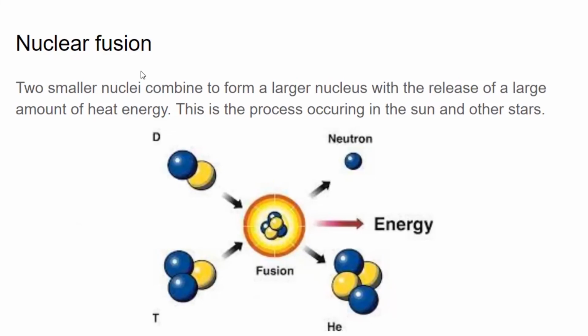In nuclear fusion, two smaller nuclei combine to form a large nucleus with the release of a large amount of energy. This process is occurring in the sun and other stars. So these two nuclei are fusing together to form one large nucleus and a large amount of energy. Ignore the neutron. And this is the end of the chapter.